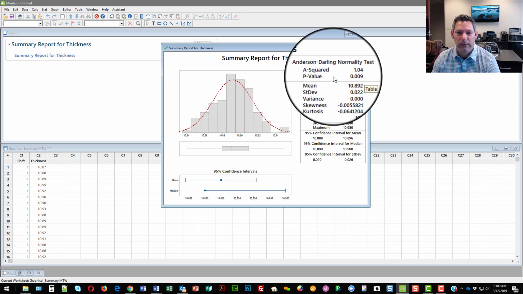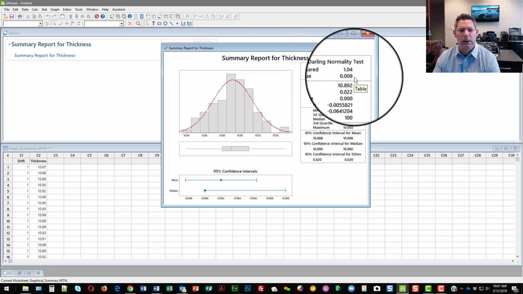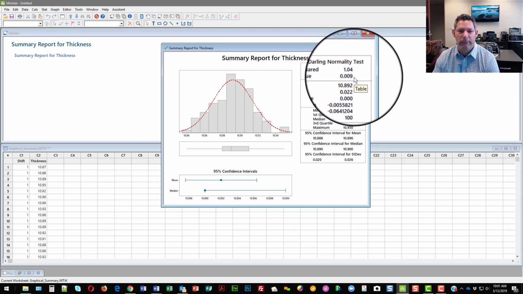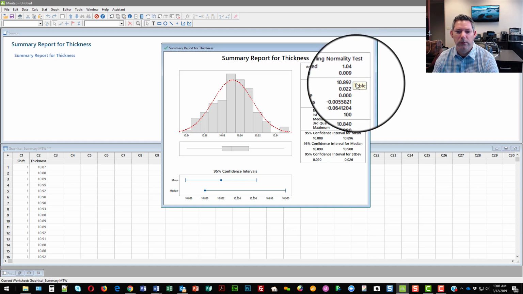So with the graphical summary, we also get an Anderson-Darling p-value, 0.009. Wonder from our normality test exercise where that puts us. I do believe it's less than 0.05, and therefore we would reject the null and conclude the data are not normal. So some other information here that's available to you.